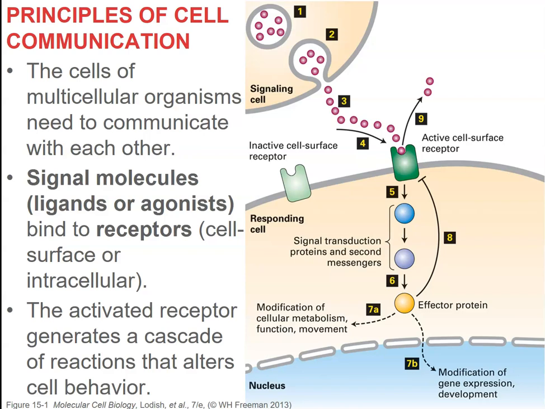So this just shows very generically, here are my signaling molecules shown in purple. They diffuse out of the cell, bind maybe to a cell surface receptor, and then the cell surface receptor puts into motion a cascade of reactions that causes some kind of effector protein to be activated, which could lead to modifications of cellular metabolism, function, movement, gene expression, development, lots of different things.